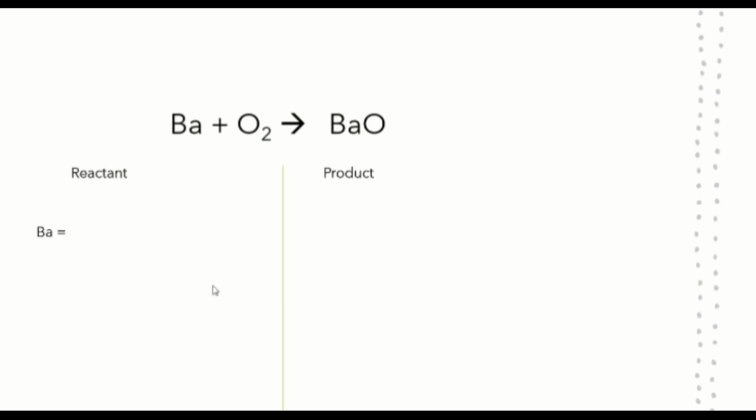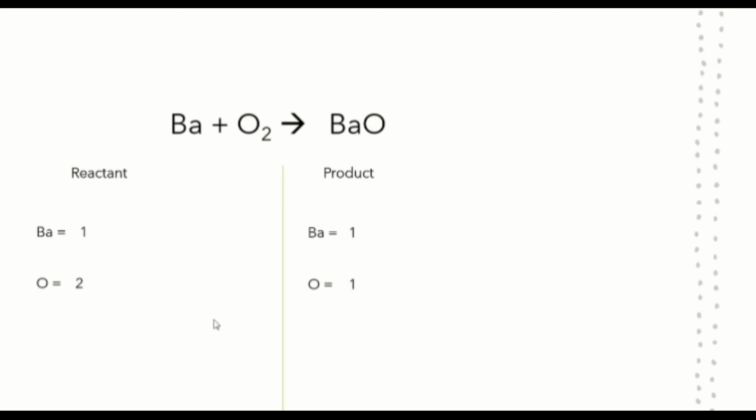So the elements present are barium and oxygen on the reactant, and on the product we have barium and oxygen also. After that, we will determine the number of atoms by simply looking at the subscript number. Since you don't see a number below the barium atom, it means 1. And then for oxygen, we have 2, since you see the number 2 here. And then barium, 1. Oxygen, no number also, so 1.